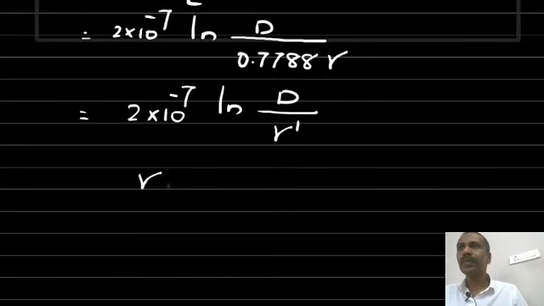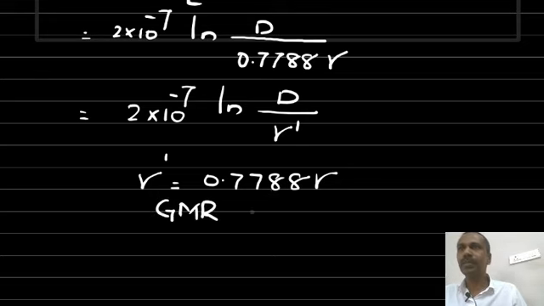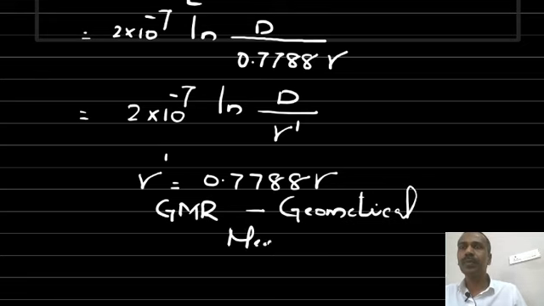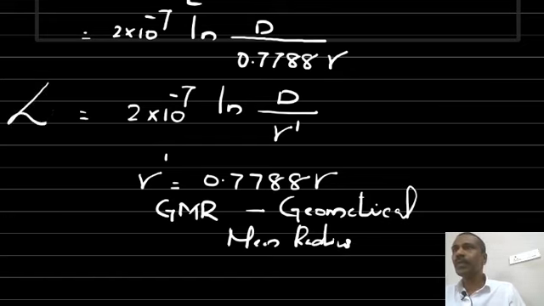This r dash is equal to 0.7788 r. And this r dash is called the geometrical mean radius of the conductor. So this is our total inductance of the conductor, 2 into 10 raised to minus 7 ln d by r dash.